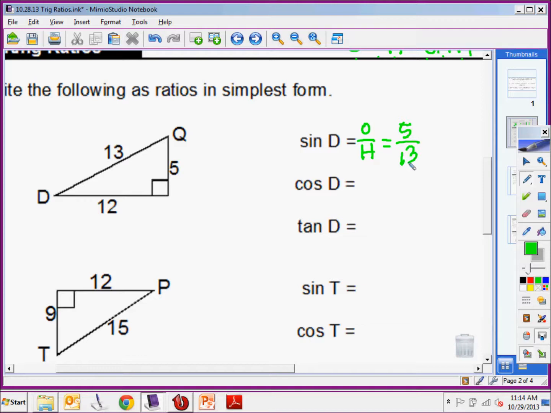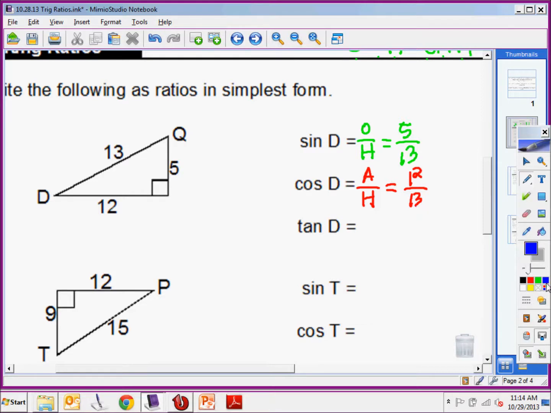That's it for right now. No tricks. Okay? Cosine. A over H. So adjacent over hypotenuse. What's adjacent to D? 12. And what is the hypotenuse of my triangle? 13. That's it. What's the catch? There isn't one.